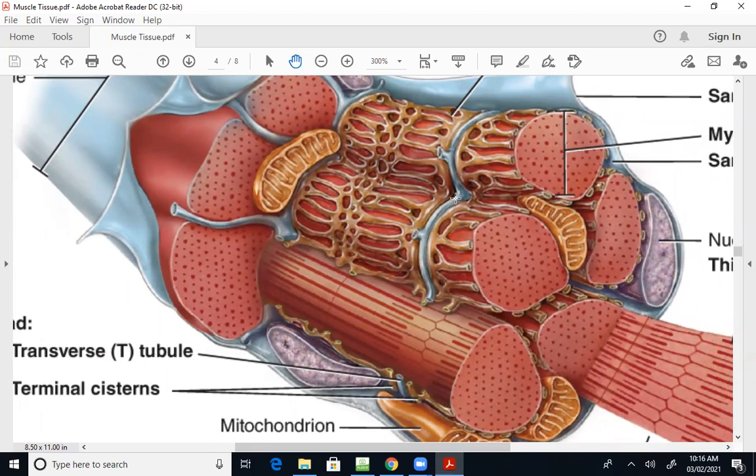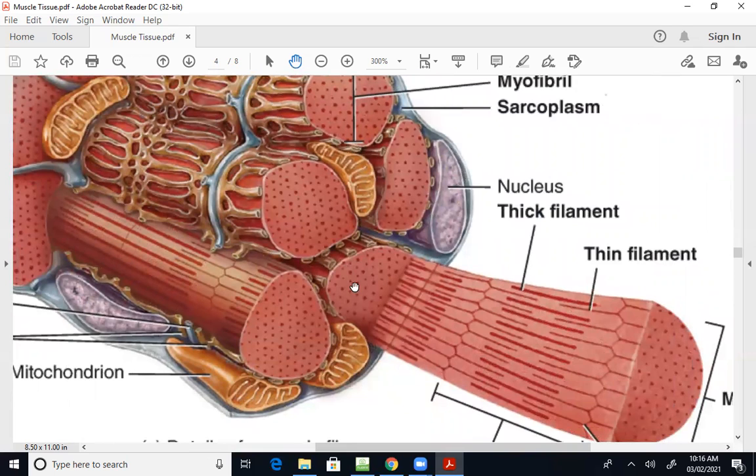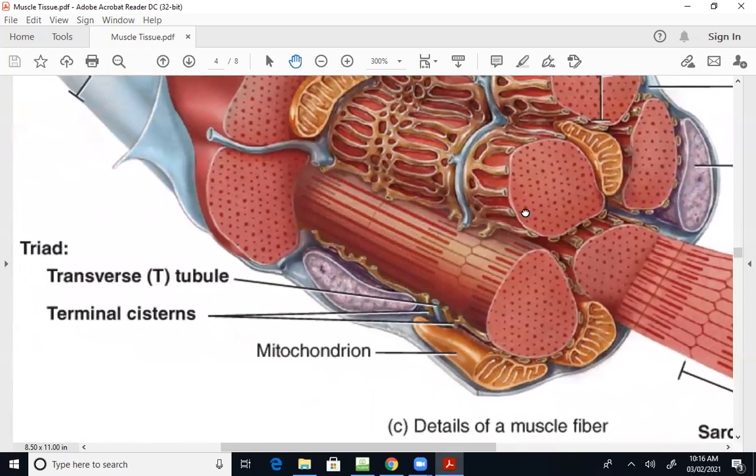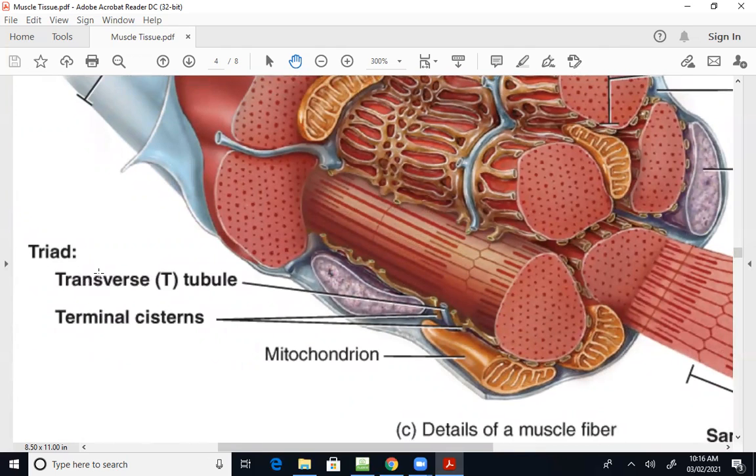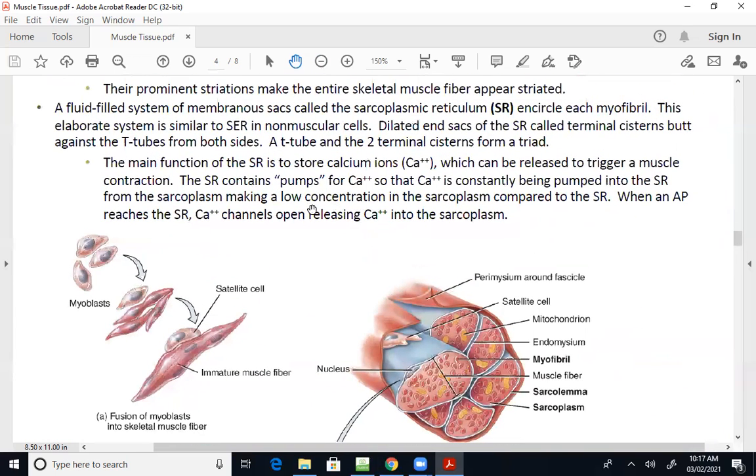When an action potential travels into the center of the muscle fiber, it triggers the opening of certain channels that are found in those terminal cisterns, causing the release of calcium. And the calcium then is going to alter things going on with the thin filament, thus enabling the entire fiber to contract. Now you can see labeled down here in the bottom left what's called a triad. Tri, we know by now, means three. In this case, it's three structures: a T-tube in the middle, and then on both sides are the terminal cisterns. So two terminal cisterns and a T-tube make up what's called the triad.